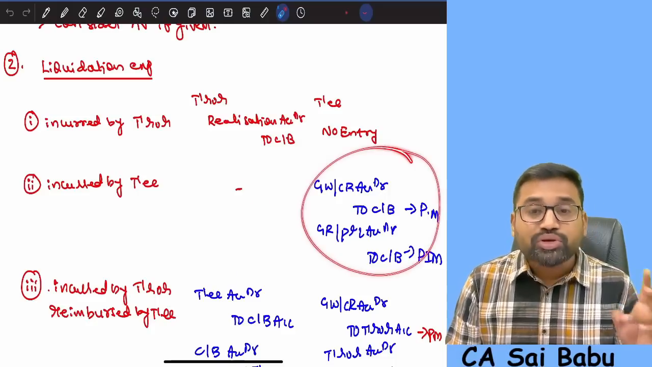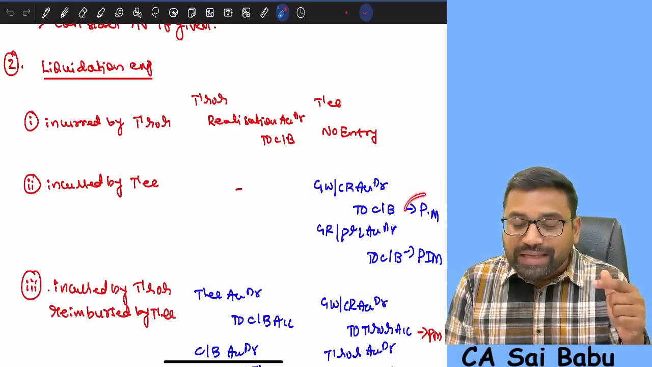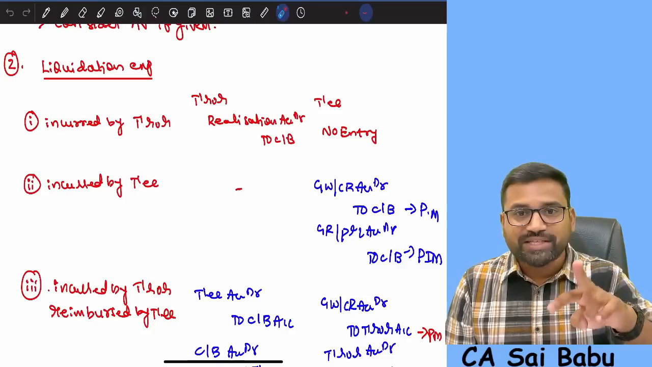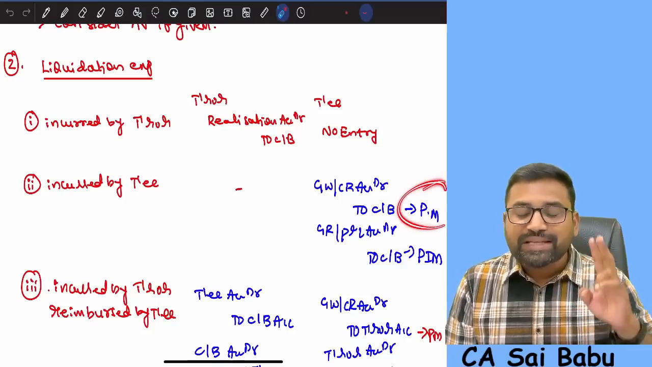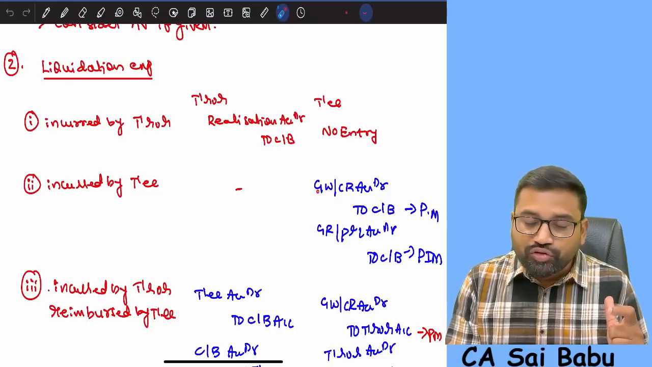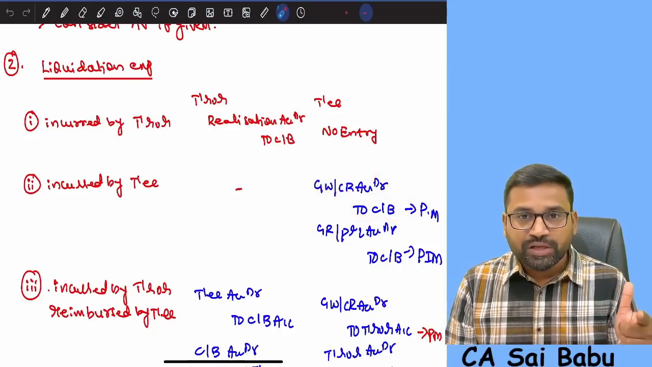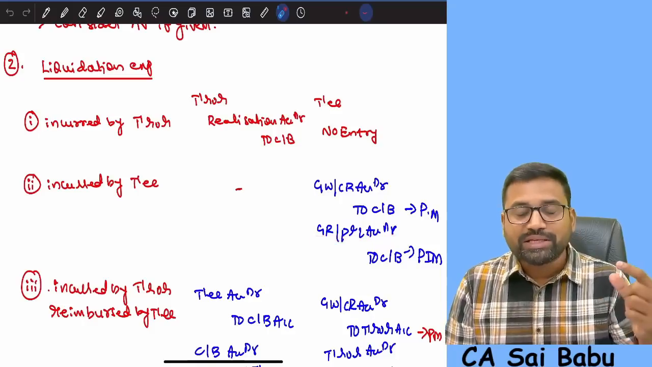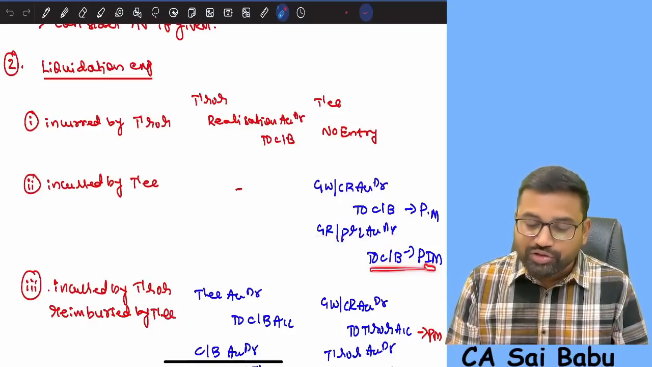In transferee books, what entry will you write? In transferee books, there is the purchase method and the pooling of interest method. If it is a purchase method, this expense will be adjusted to goodwill or capital reserve: goodwill or capital reserve to cash or bank. Now, if it is a pooling of interest method, we will adjust it to free reserves, I mean, general reserve or P&L account to cash or bank.